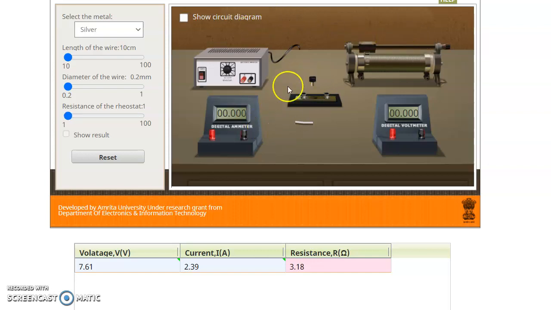This is the one-way plug key, and you can see that the key is open right now. When the entire circuit is done, we will have to insert the key. And this is the silver metal wire, which is 10 centimeter in length and 0.2 millimeter in diameter. So this is the first material that we are taking, silver.